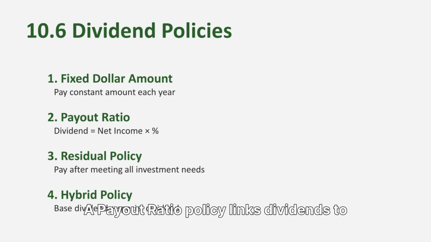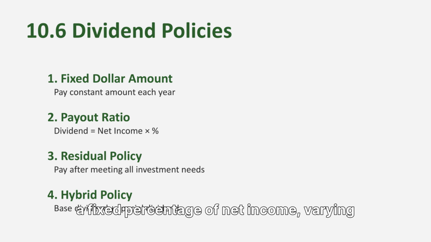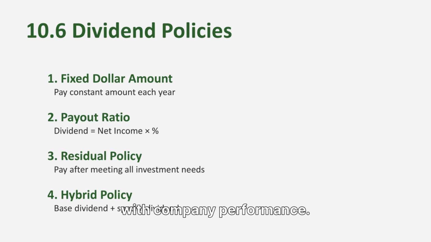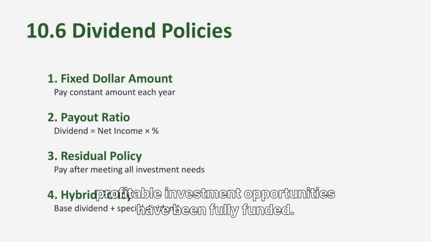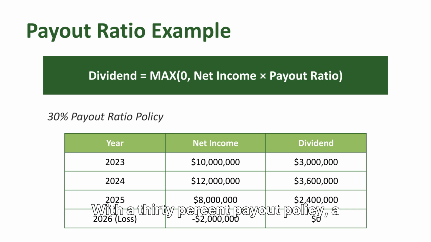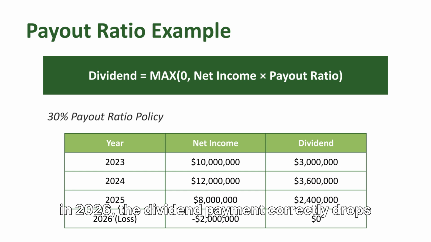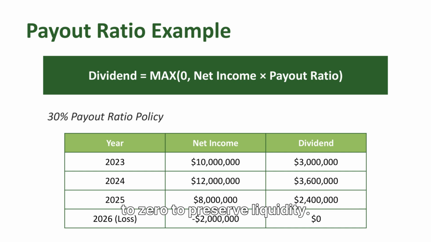A payout ratio policy links dividends to a fixed percentage of net income, varying with company performance. Residual policies pay dividends only after all profitable investment opportunities have been fully funded. With a 30% payout policy, a $10 million net income results in a $3 million dividend. If the company records a loss, as in 2026, the dividend payment correctly drops to zero to preserve liquidity.